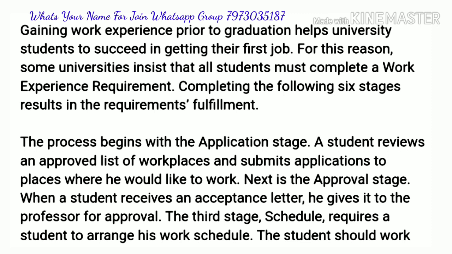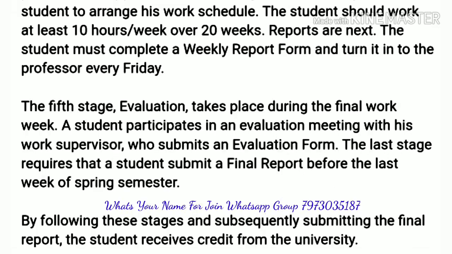Now coming to our process, how can we write it? First, the process begins with the application stage. A student reviews an approved list of workplaces and submits applications to places where he would like to work. Next is the approval stage. When a student receives an acceptance letter, he gives it to the professor for approval. The third stage, schedule, requires a student to arrange his work schedule. The student should work at least 10 hours a week over 20 weeks.